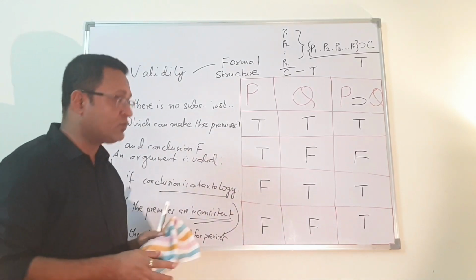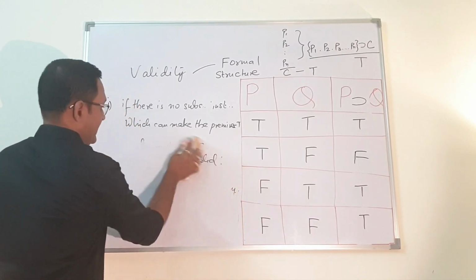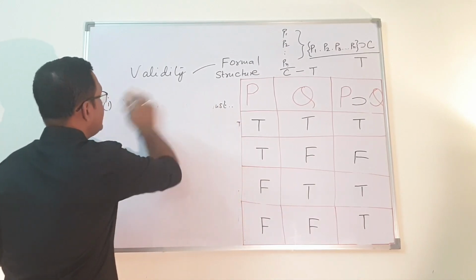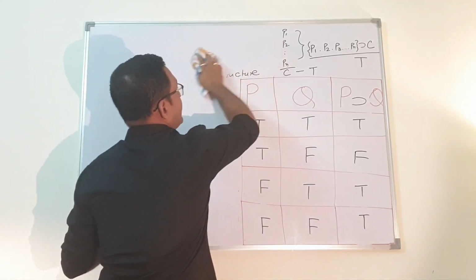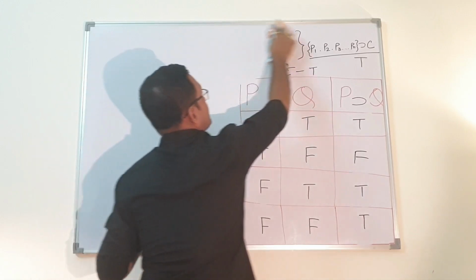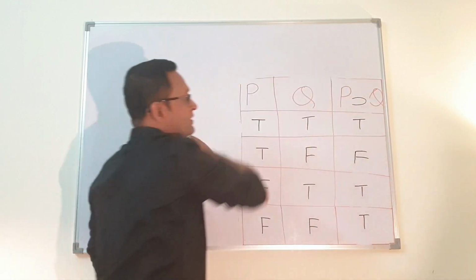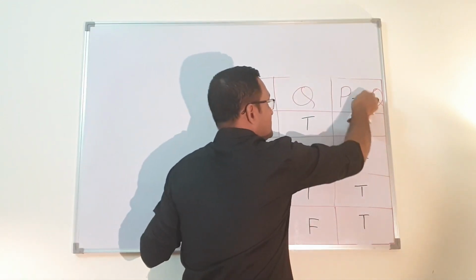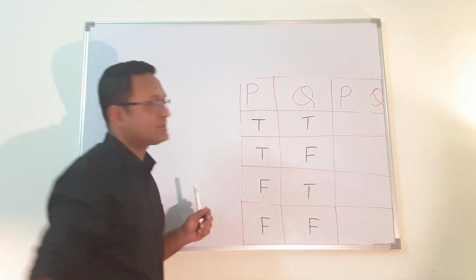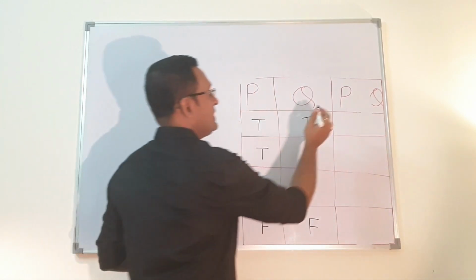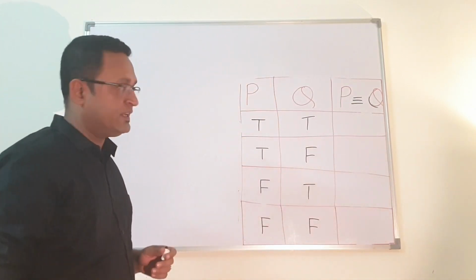But we are left with one more truth connective, and let us define that before we finish the class for today. And that is the truth connective or logical connective which is called equivalence. So we will remove this and all, and let us come to the equivalence. So P equivalence Q, right? So we have P equivalence Q.